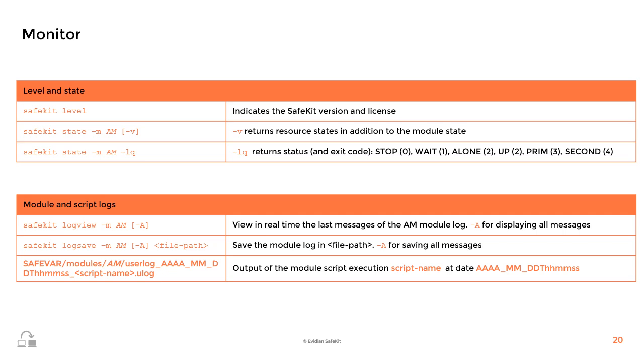For the logs, you can view the last messages of the module log in real time with the safekit log view command. The -A option displays all messages. To save the module log to a file, use the safekit log save command. Additionally, the outputs of the module script executions are saved in the var/modules directory. A file is created for each script execution with the date of its execution and the script name.